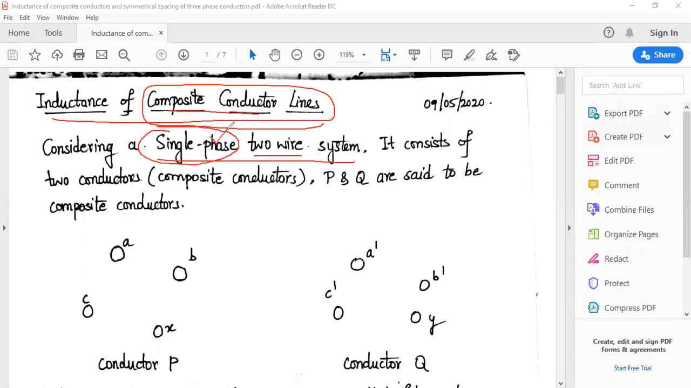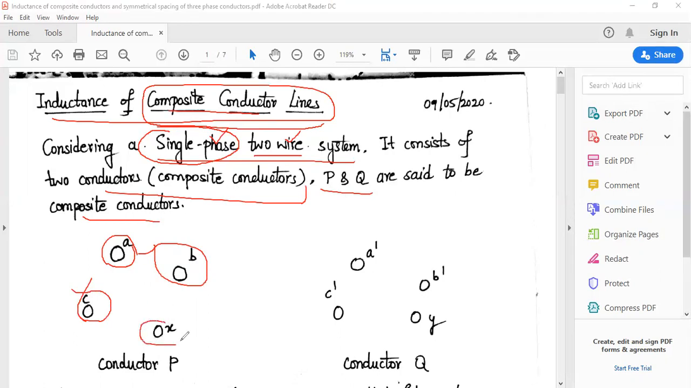Generally, a single-phase system has a two-wire system. So if you consider a two-wire system, conductor P and conductor Q are the two composite conductors in the system, and each conductor, like conductor P, has several strands: A, B, C, and so on up to X. As many strands as are designed, we have that number of strands. An equal number of strands are present in conductor Q also, because it is a single-phase two-wire system.